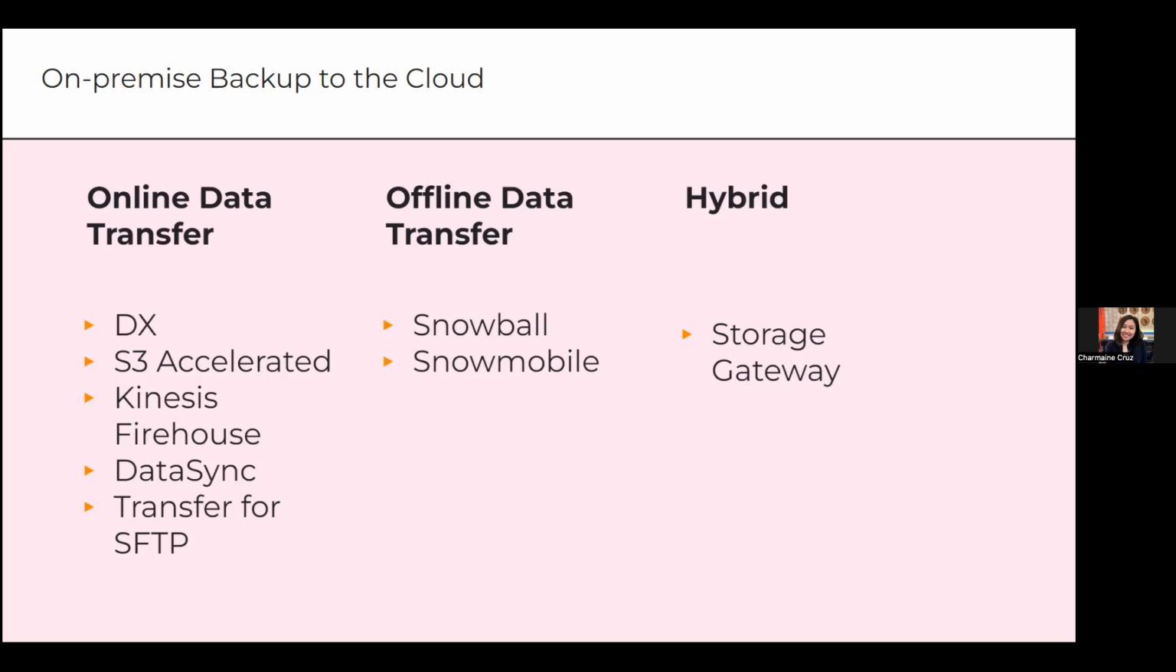Then on-premise backup to cloud. Just a quick overview. When we back up from on-prem to cloud, there are some of the services that we could use. So pag online, pag offline, tsaka pag hybrid. So pag online data transfer, we could use AWS DX or Direct Connect. Ito yung network service na nagpo-provide ng alternative to using internet when utilizing AWS services. Then we could use S3 Accelerated, we could use Kinesis Firehose, DataSync, and we could also have Transfer for SFTP. So that's for online data transfer.